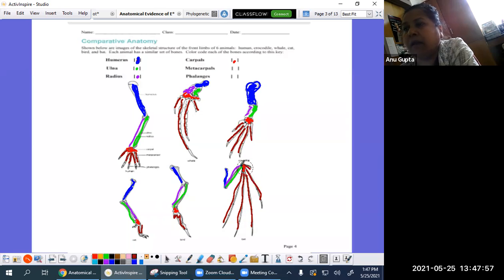And my last one are the phalanges. Those are your fingers. Which color haven't we used? Let's use a school color, orange. So these are your phalanges. These are your fingers. The tips here, the bones.